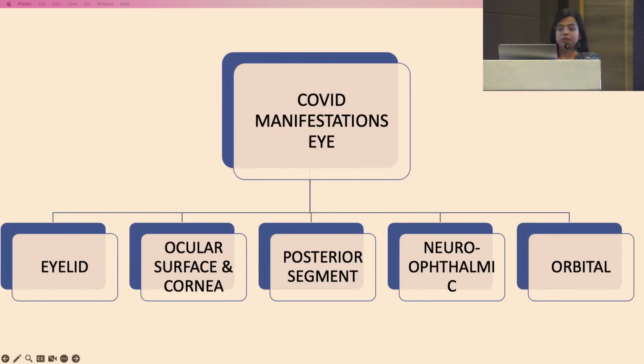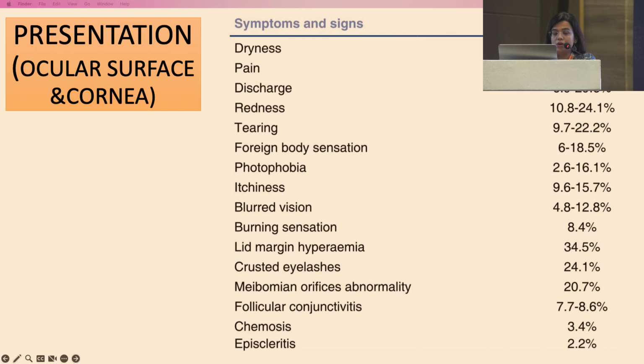So the COVID manifestation in the eye can affect all the structures from the eyelid till the optic nerve. If we talk about the ocular surface and the cornea, this is just the basic signs and symptoms. Dryness, pain, discharge, redness, which are very common symptoms of MGD, are seen in up to 24.1% of the patients. The patient can also present with foreign body sensation, photophobia, itchiness, which is usually seen in cases of conjunctivitis. And lid margin hyperemia, crusted eyelashes, meibomian orifices abnormality are also seen.